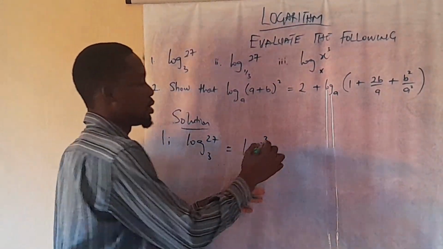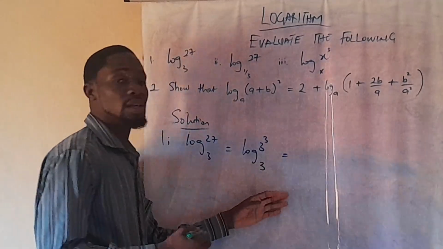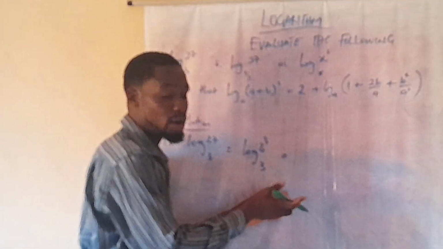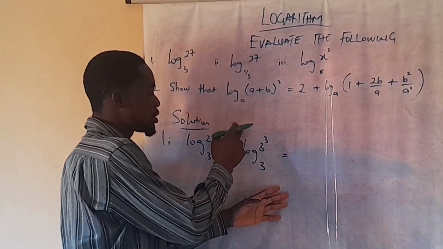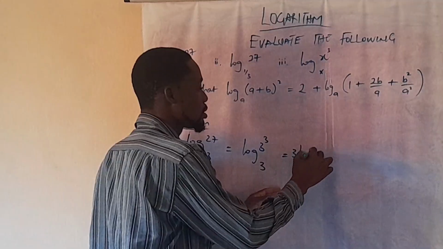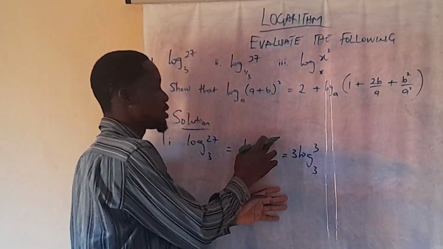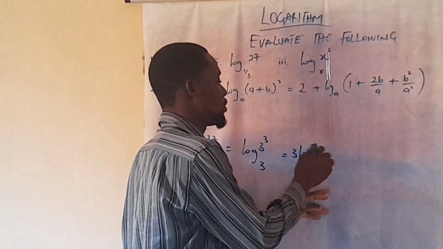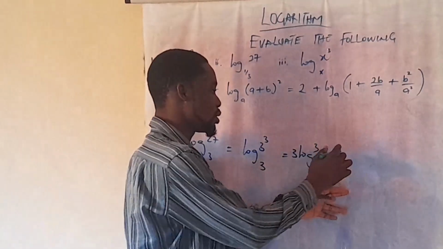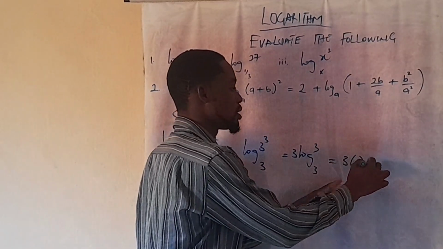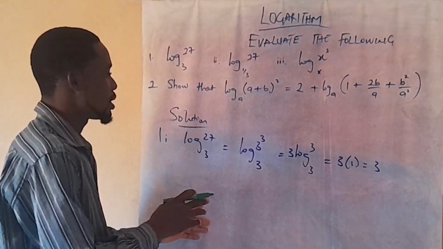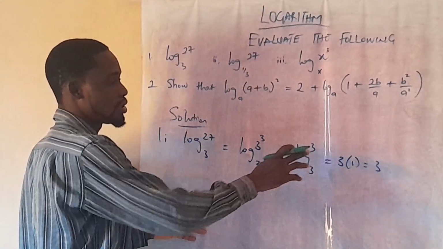In logarithm, one of the laws says if I have the power of this logarithm carrying another power, what I have to do is bring this power to the back directly. That's 3 log 3 base 3. Finally, any log of a number with the same number gives me 1. So 3 times 1 gives me 3.